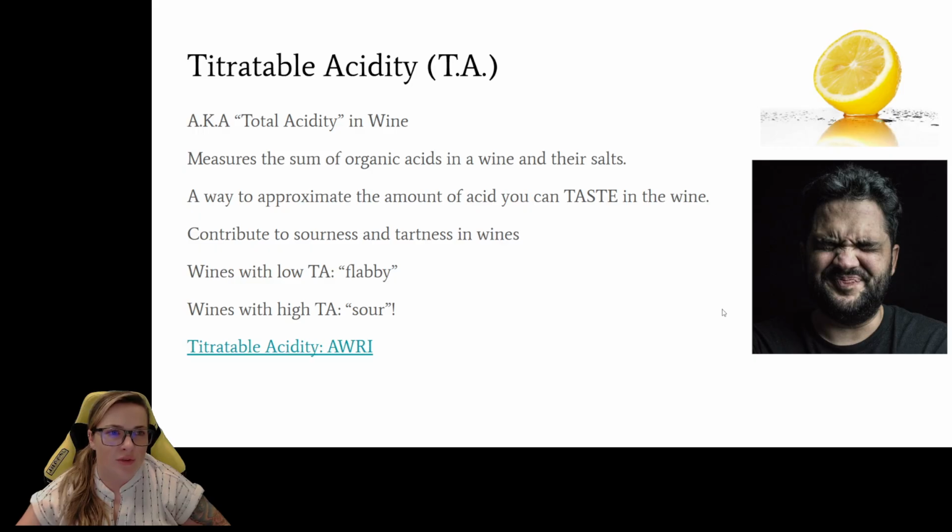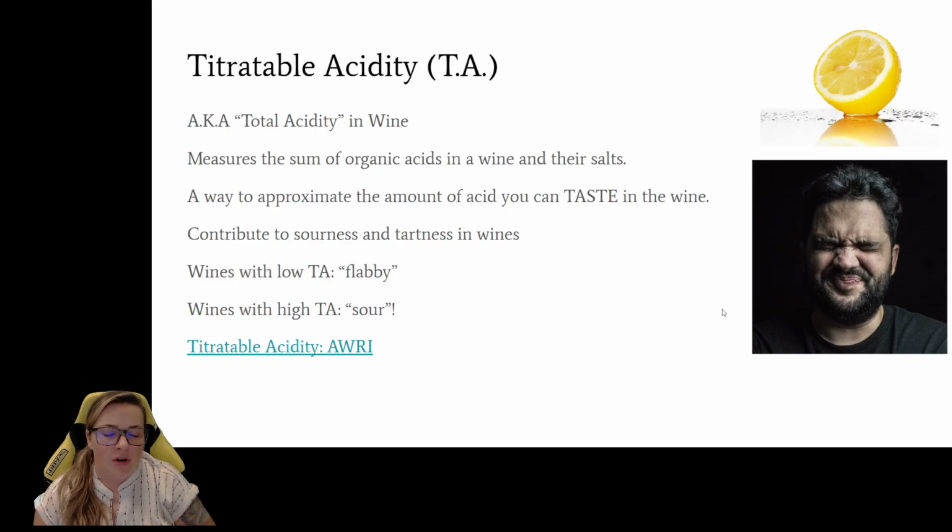Okay, and that brings us to titratable acidity, which is also commonly called total acidity in wine. So this is a measure of the sum of organic acids in a wine and their salts. Titratable acidity is so important because it's a reflection of the measurement of the acids that we taste in a wine, so this contributes to the sourness and tartness. Wines with a low total acidity are actually considered flabby. That is the industry term for it, interestingly enough. And then wines with excessively high total acidity are considered very sour and tart, right? So there's two different ways to consider that.